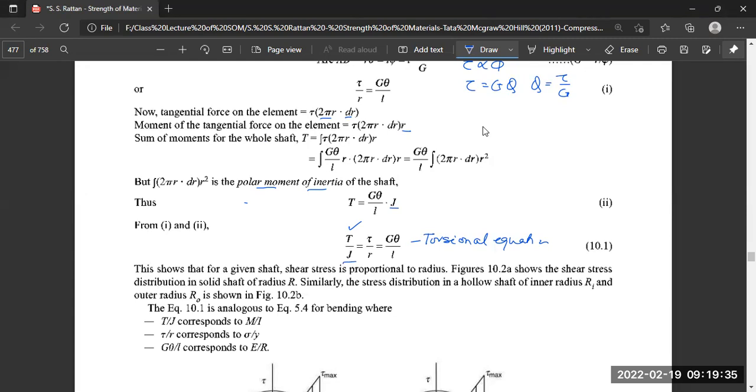What are these various positions? The position is defined by the radius r, the distance from the center of the cross section to the outside radius, and tau is the shear stress induced at a distance r from the center. G is the modulus of rigidity, and theta is the angle of twist in radians. Note that it is in radians, not in degrees. And L is the total length of the bar, from the fixed end to the line of action of the torque. So this is defined as the torsional equation.